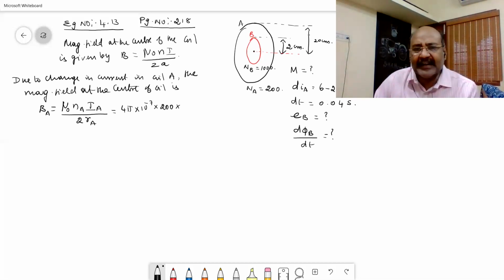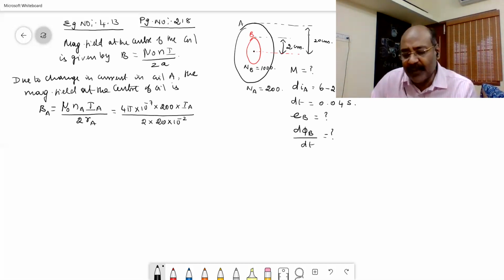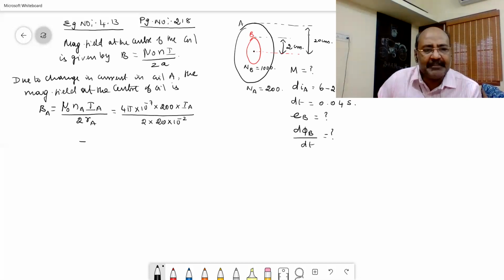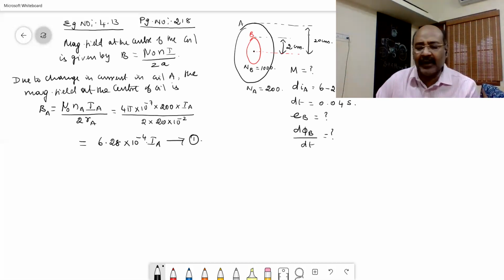Let us consider the current in the first coil. I am taking it as Ia itself. Okay, Ia whole divided by 2 into radius of the coil A. What is it? Radius of the coil A is 20 centimeter. So I am writing it as 20 into 10 to the power of minus 2 meters. So when you are simplifying this equation, you will be getting the answer as 6.28 into 10 to the power of minus 4 into current through the coil A. Take this as equation number 1.